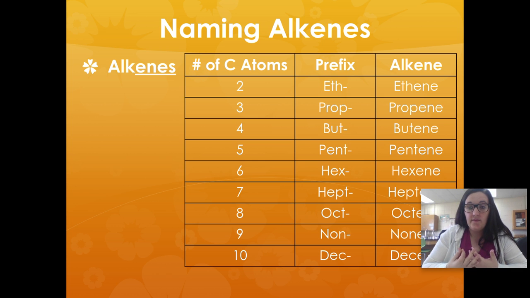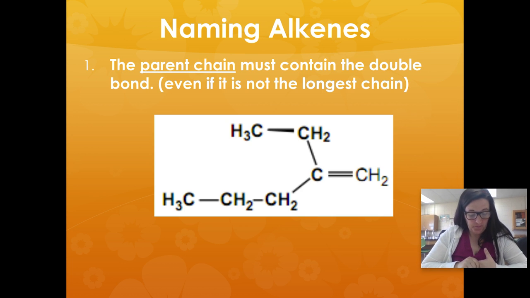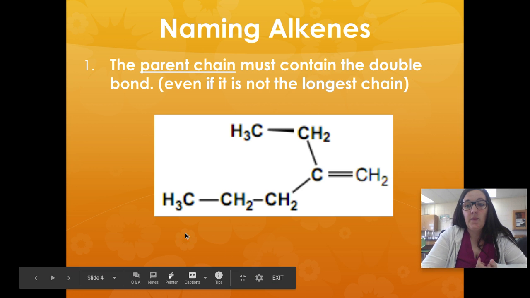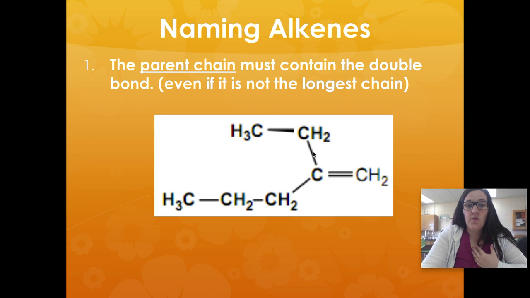And naming them from their drawings is going to be very similar. But I actually think that these ones are kind of easier because it's easier to find the parent chain. And the reason is the parent chain has to have the double bond in it. So even if it's not the longest chain in your molecule, the parent chain has to have the double bond. So if we look at this compound here and we want to figure out what we would name it, the first thing we're going to do is find the parent chain. So we could start counting our carbons: 1, 2, 3, 4. That would be a chain with 4.